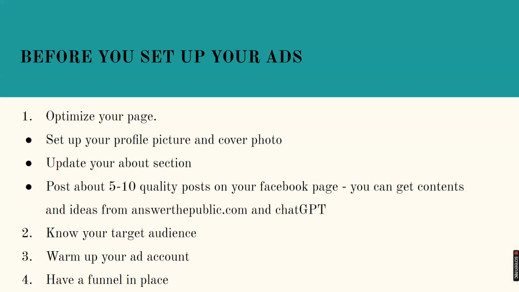So post about 5 to 10 quality posts on your Facebook page. You can get content ideas from answerthepublic.com and from ChatGPT. ChatGPT helps you a lot. It's an AI that helps you construct the content; copy it, paste it, and you've posted. And find quality pictures too that you can use to represent what you have posted, but ensure that when people come to your page, it's not looking deserted. It's not looking like, oh, this business is not functional. Make it something that when people come to your page, they see that you have things going on there.